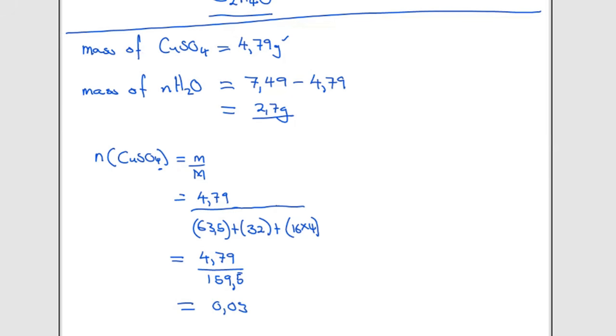So it's following the same procedure as the empirical formula. But now we're also going to calculate the number of moles of H2O, right? Which is our water there, equivalent to m over M, the mass over the molar mass, right? So the mass that is given for water there is 2.7, so I'm going to say 2.7 all over the molar mass of H2O.